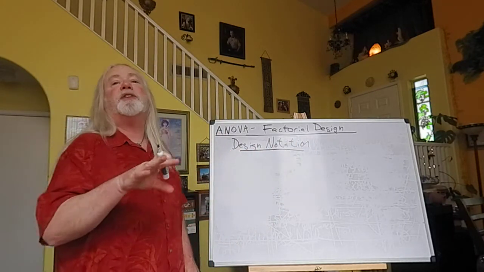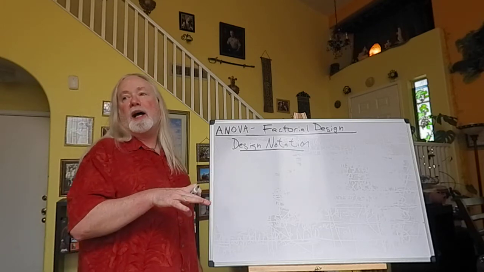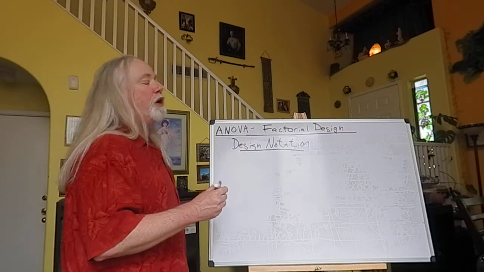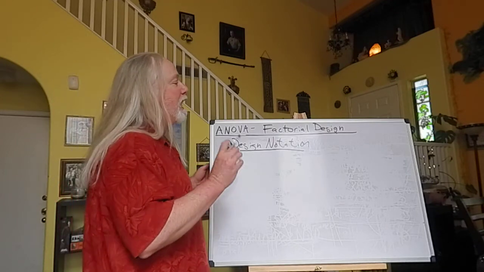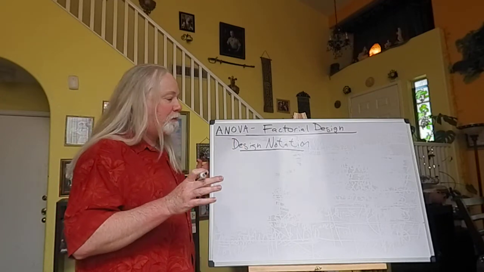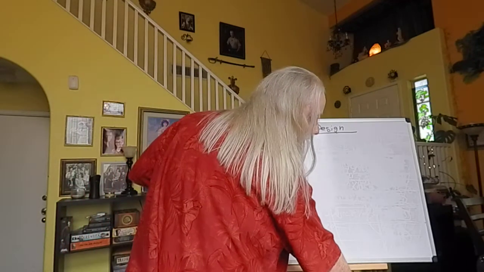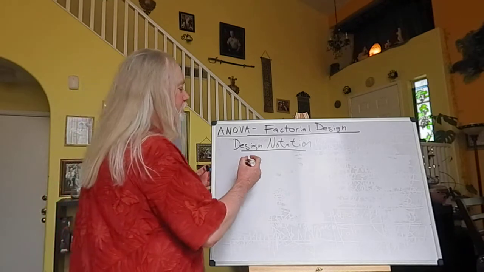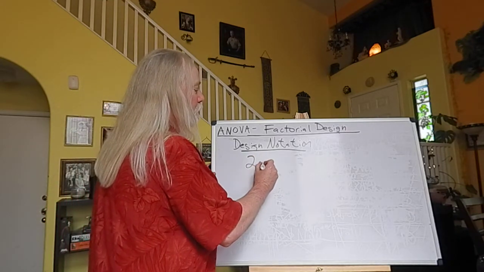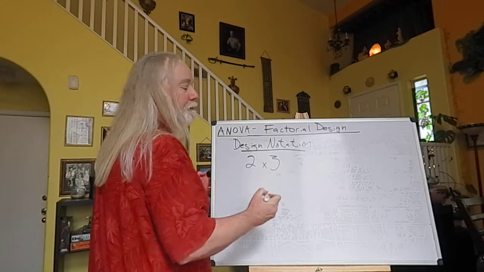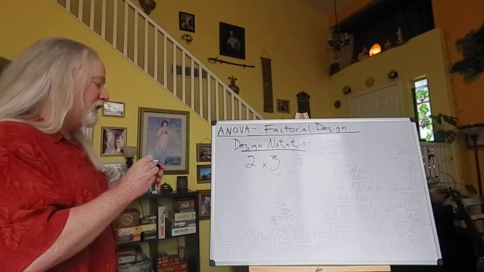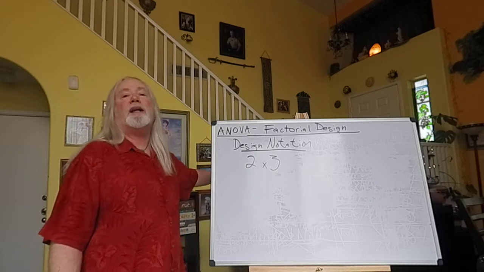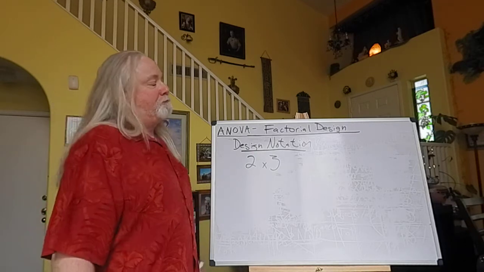It's a series of numbers with symbols in between them, with X's for the word "by." So let's pretend I am doing a factorial design, and I write in my paper that I am conducting a 2 by 3 factorial design. I would write that like this, 2 by 3. I could conduct a 2 by 2 by 4, a 2 by 3 by 2, a 3 by 2 by 6.